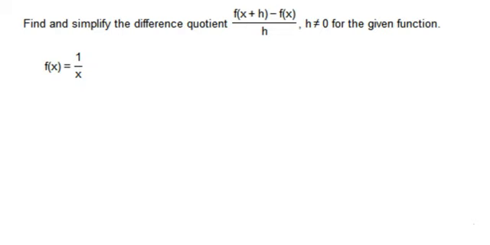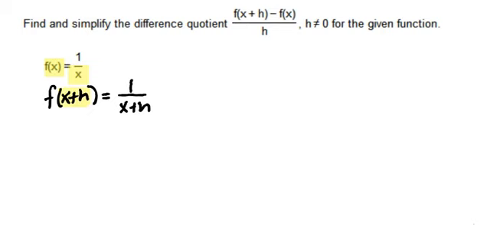So to find the difference quotient, we're going to find this first expression within the difference quotient, and that's f of x plus h. To find that, we want to replace the x in this expression with x plus h. So that becomes 1 over x plus h.